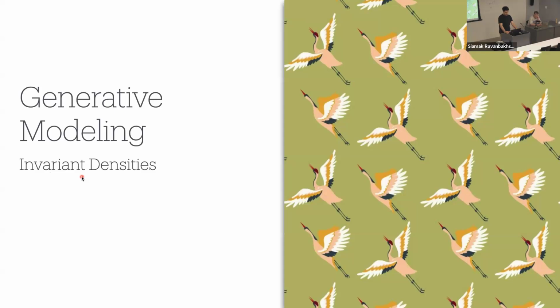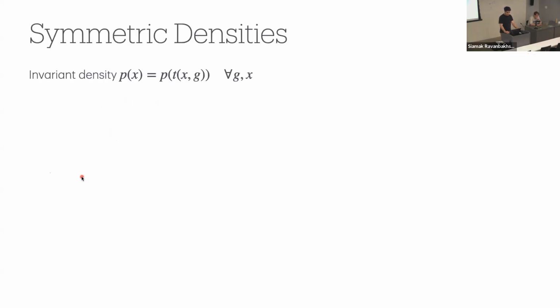Okay, so I'm going to move on and talk a little bit about a work in progress on generative modeling using symmetries. The paper on this hopefully is going to come out very soon. The problem is modeling of symmetric densities. A density is symmetric if when you transform the input, the value of the density does not change.